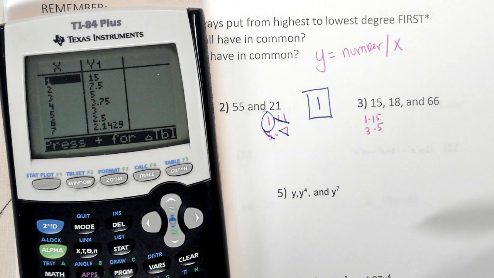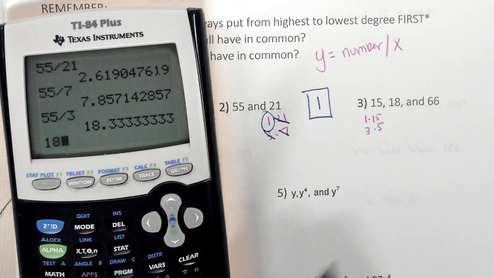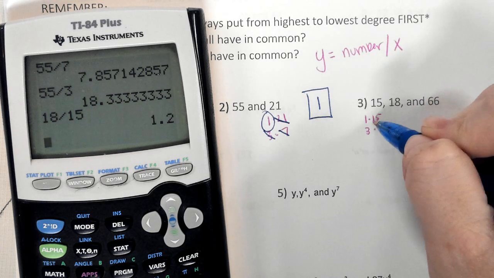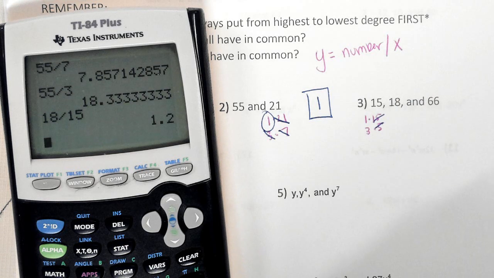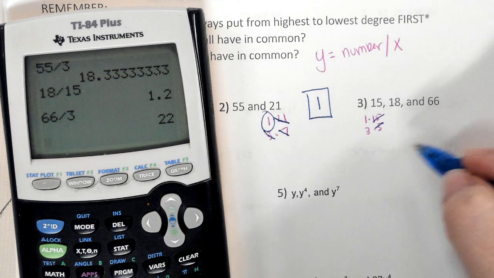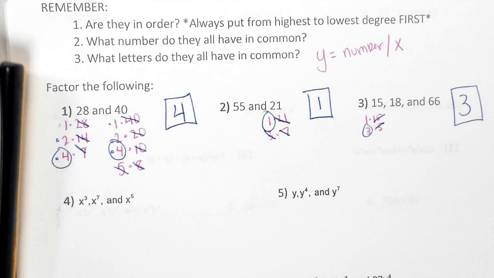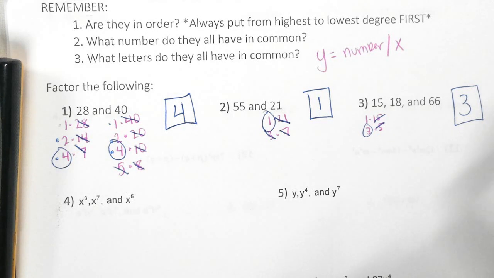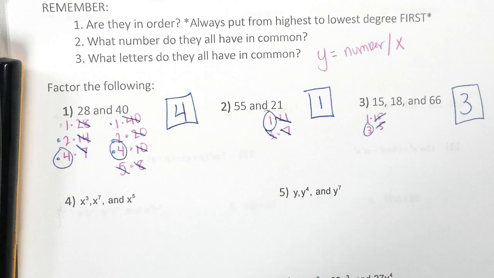Does 15 go into 18? No. And if you're unsure, you can divide it, and it didn't work. Does 5 go into 18? No. Does 3 go into 18? Yes. Does 3 go into 66? Yes. Again, if you're unsure, you can double check it, and it does, so 3 is my GCF. So with your bigger numbers, you really only need to list your smaller number's factors, and figure it out from there, okay?